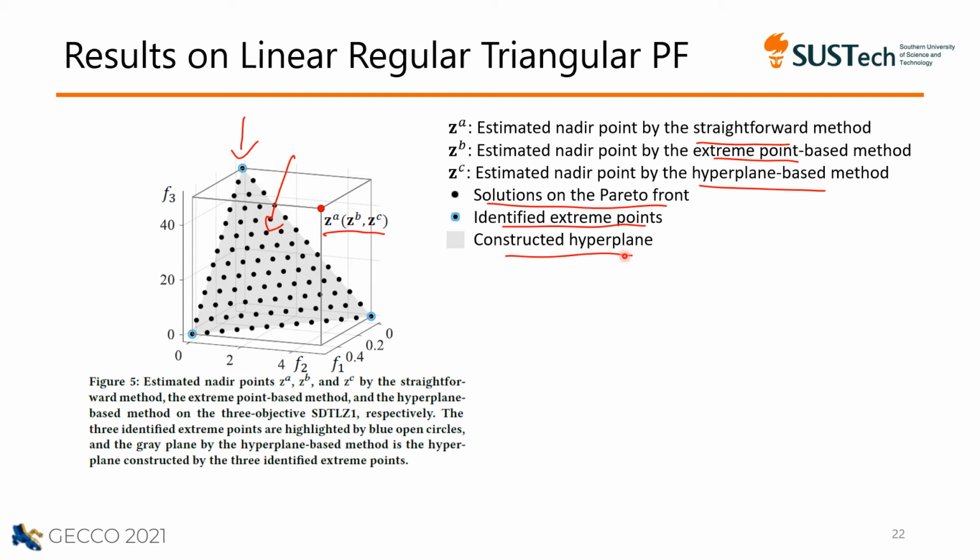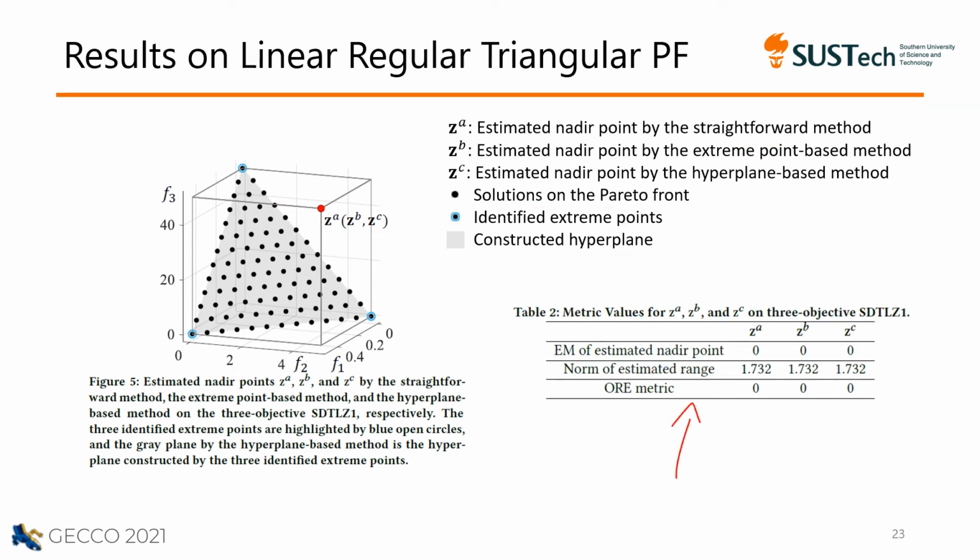We can see that the three corner solutions are correctly identified by the extreme point-based method. The hyperplane constructed using these 3 points is the same as the linear Pareto front. The estimated nadir points ZB and ZC are exactly the same as ZA.